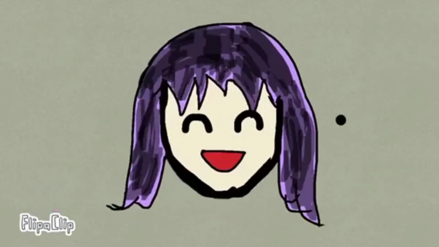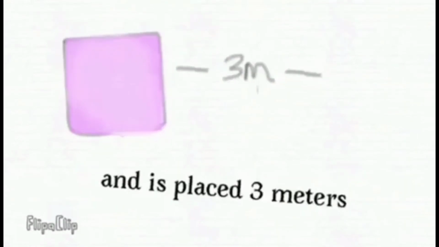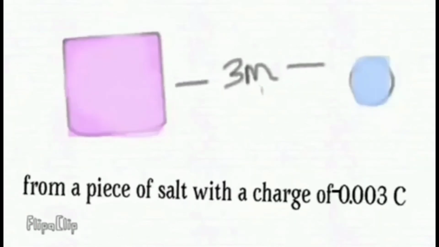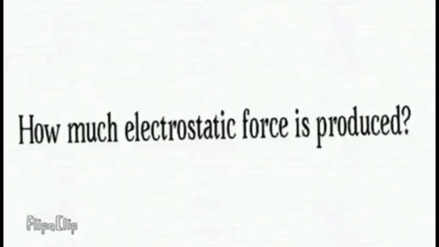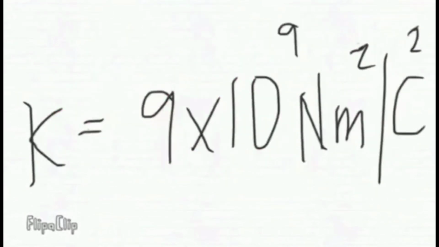For example, a piece of styrofoam has a charge of negative 0.004 coulombs and is placed 3 meters from a piece of salt with a charge of negative 0.003 coulombs. How much electrostatic force is produced? We have the formula F equals k Q1 Q2 over r squared, where k is equal to 9 times 10 raised to 9 N m squared over C squared.